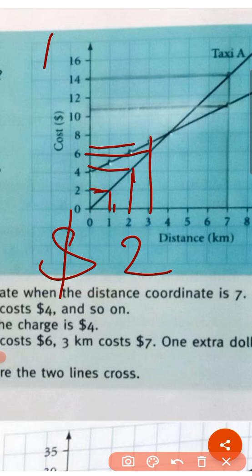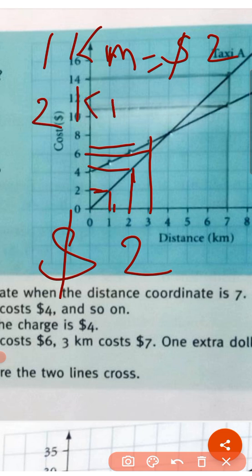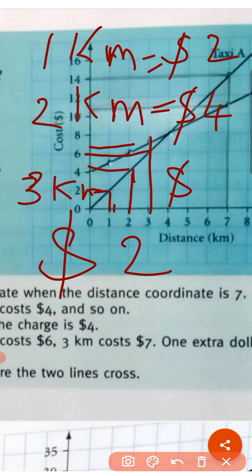For 1 kilometer, $2. For 2 kilometers, $4. For 3 kilometers, $6. So the difference between 2, 4, 6 is 2. So for 1 kilometer, the charge is $2. Taxi A charges $2 for 1 kilometer.